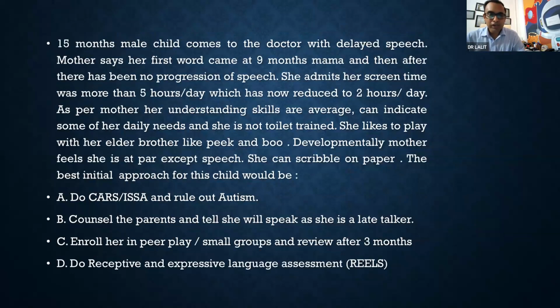A 15-month-old male child comes to the doctor with delayed speech. Mother says his first words came at 9 months. After that there has been no progression of speech. Only 'ma' came at 9 months, then there was no progression. She admits the screen time was more than 5 hours a day. So the child was watching 5 hours a day of screen time, but now it has been reduced to 2 hours per day.